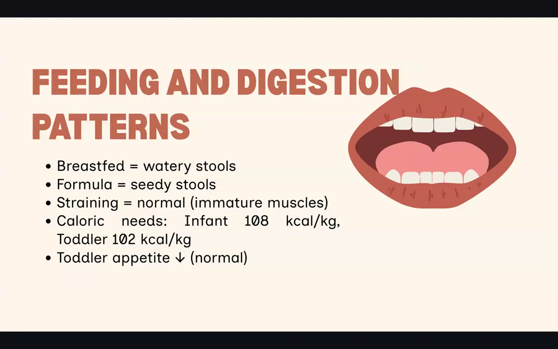It's also why we start to slowly introduce foods: one, we don't know if their system can handle it, and two, allergies are a big thing during this time too. So by slowly introducing it, we can figure out what foods they are potentially allergic to.